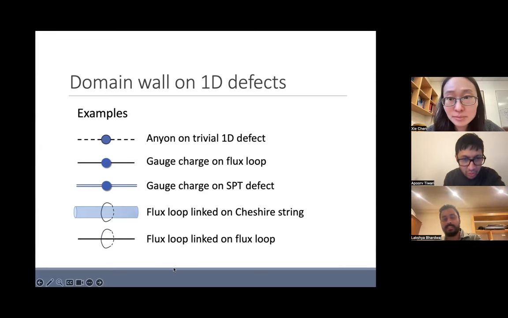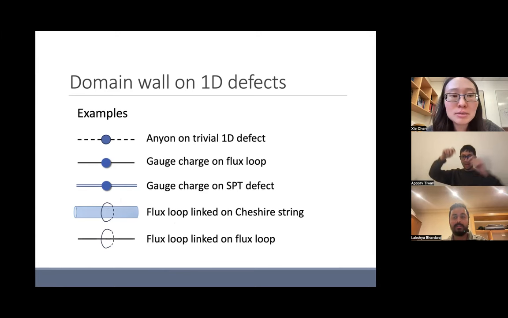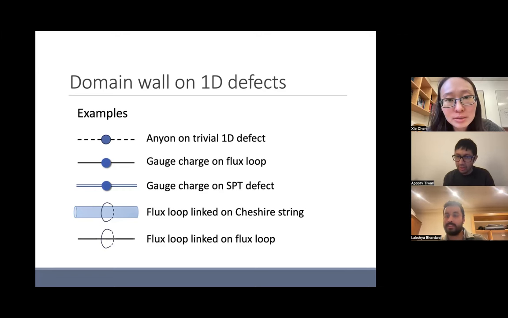But this flux loop can leak into the bulk, right? In this picture. It cannot be unlinked, but it can expand and access other areas of the bulk, of course. Yeah, I suppose so. So, Lakshya, you're asking for something that's only living on the Cheshire string, or something that can move around in the 3D? That completely only lives inside the string.